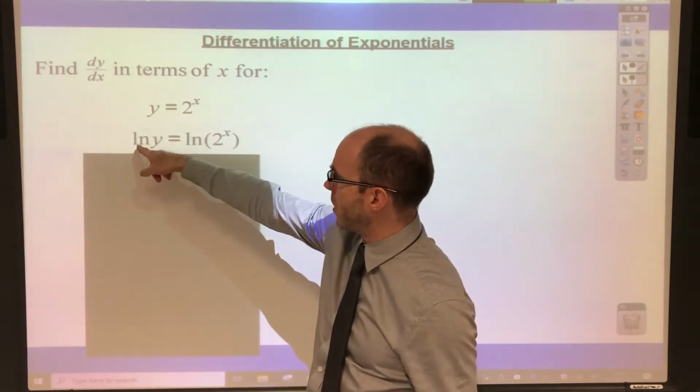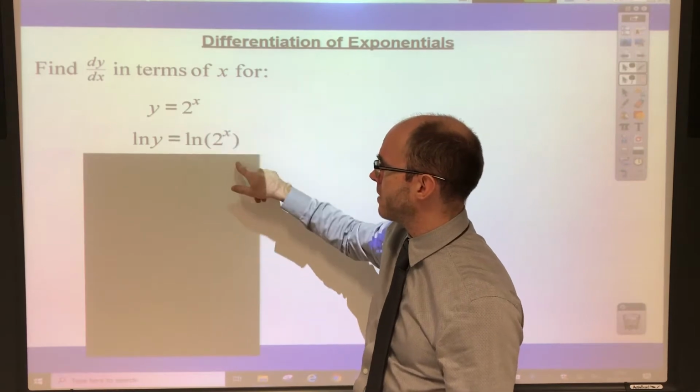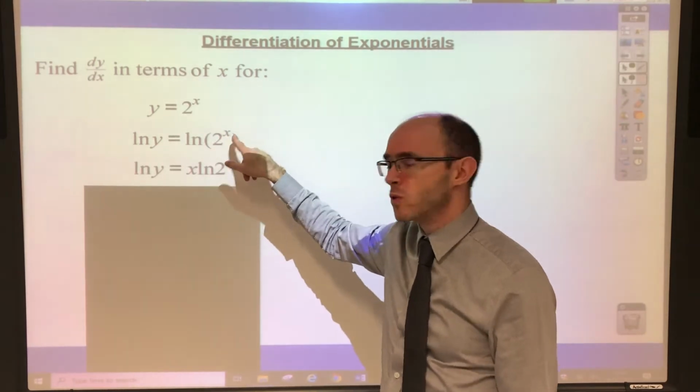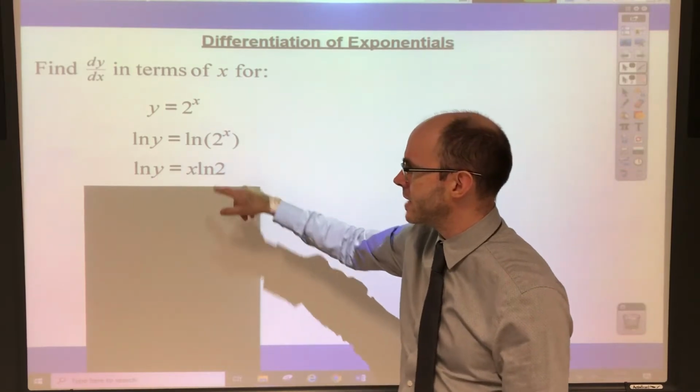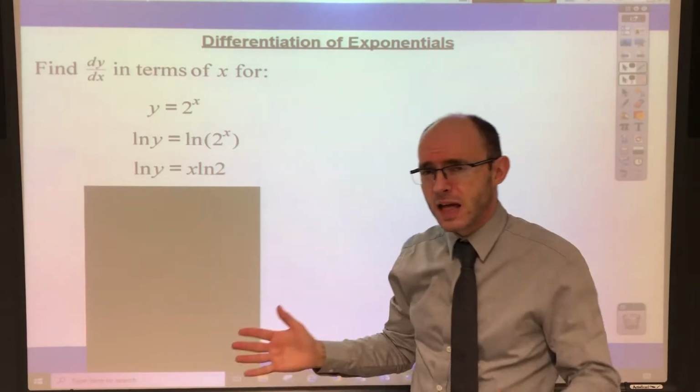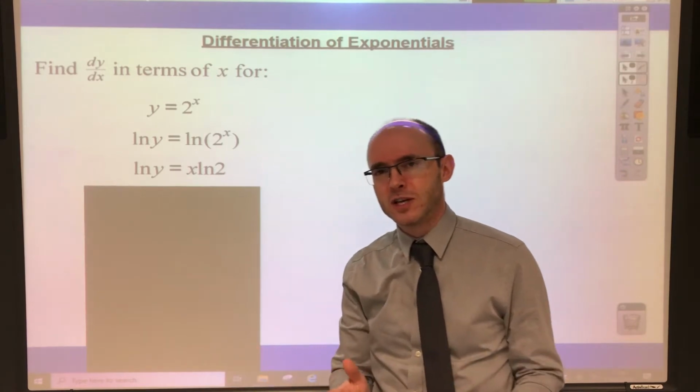So you've got natural log of y equals natural log of 2 to the power of x, and then using the power rule, of course, you've got the x goes in front, so it's natural log of y equals x natural log of 2. Now this is where I use implicit differentiation, okay?